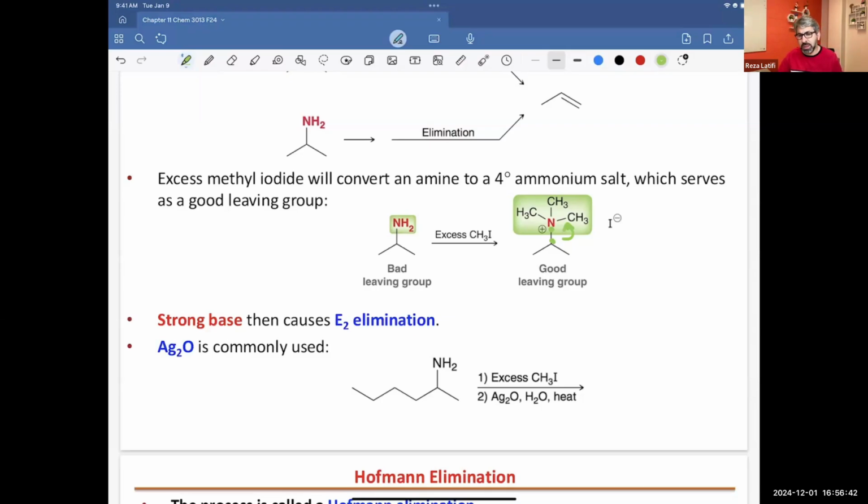For example, if you use a strong base, it can take hydrogen from any of these carbons, and it will give us a double bond. For this purpose, we can use silver oxide as a base to remove hydrogen from the system. If we run such a reaction, we get this product. The NH2 will leave the system as N and methyl 3 times.